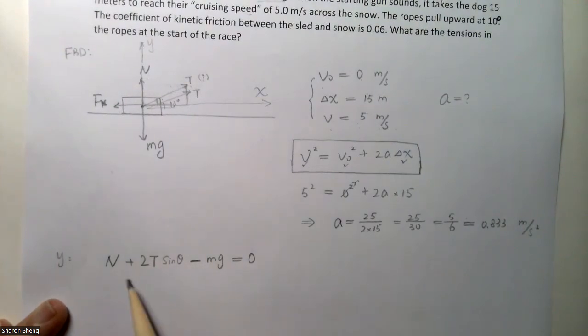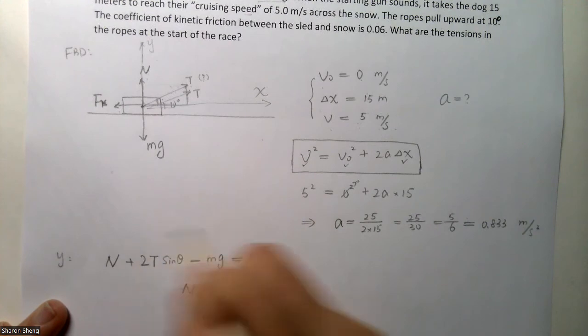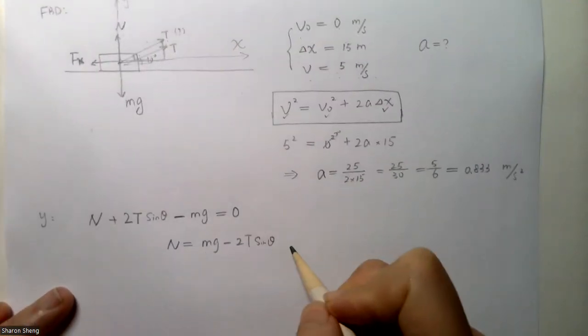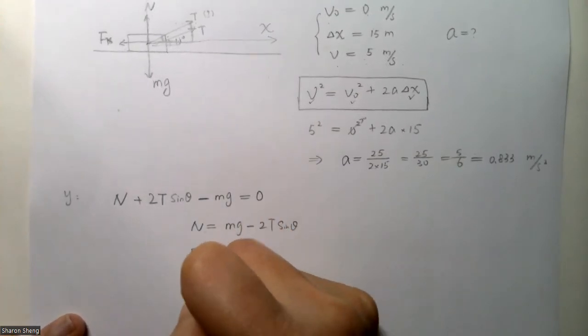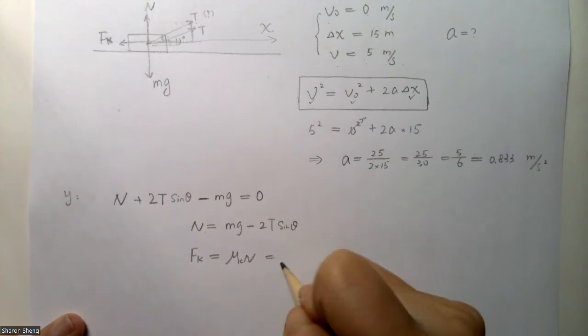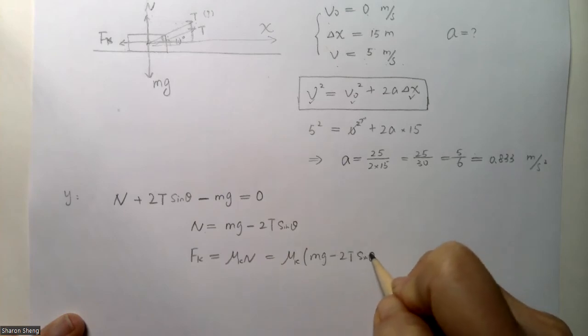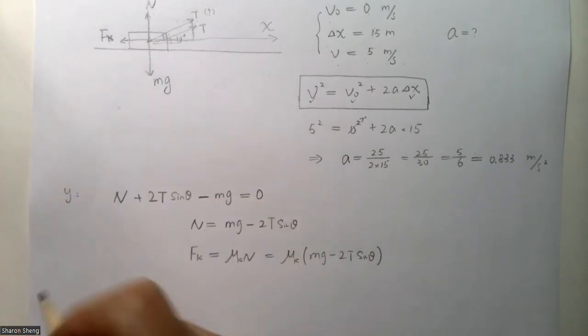Okay, so by solving this, what can we get? We can get N equals, move the two terms here, mg minus 2T sine theta. Keep the symbolic expression. We'll plug numbers later. So after we got N, then fk equals mu sub k times N, equals mu sub k times (mg minus 2T sine theta). That's fk.